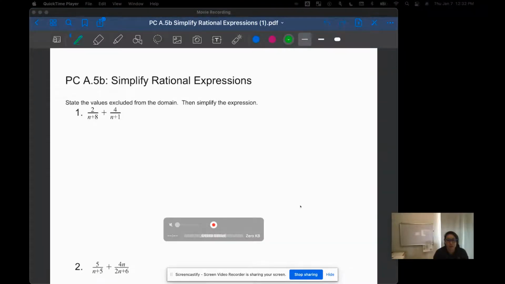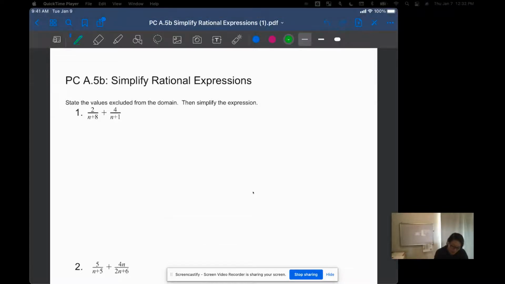What we have to do is simplify rational expressions by adding and subtracting today. Okay, so just like yesterday, we need to state the excluded values and then we simplify the expression by adding or subtracting.